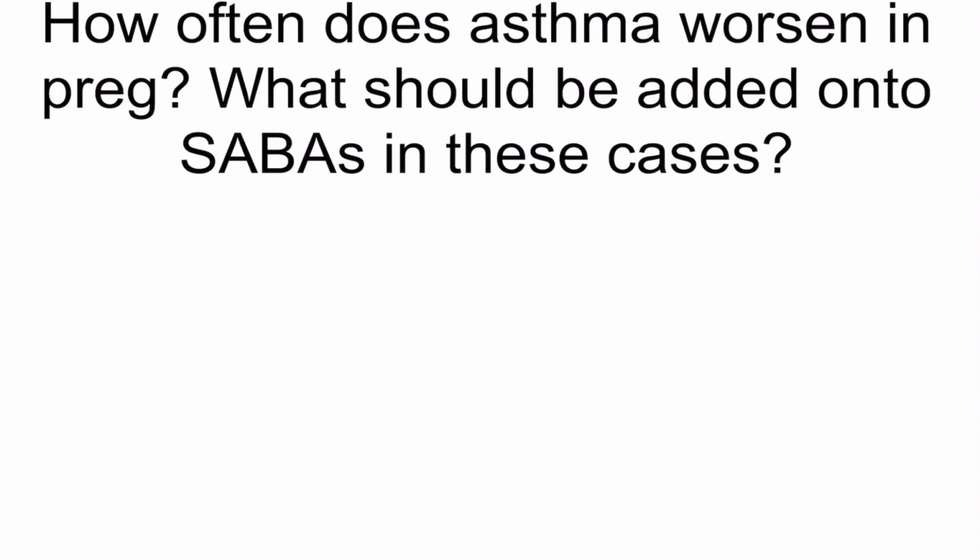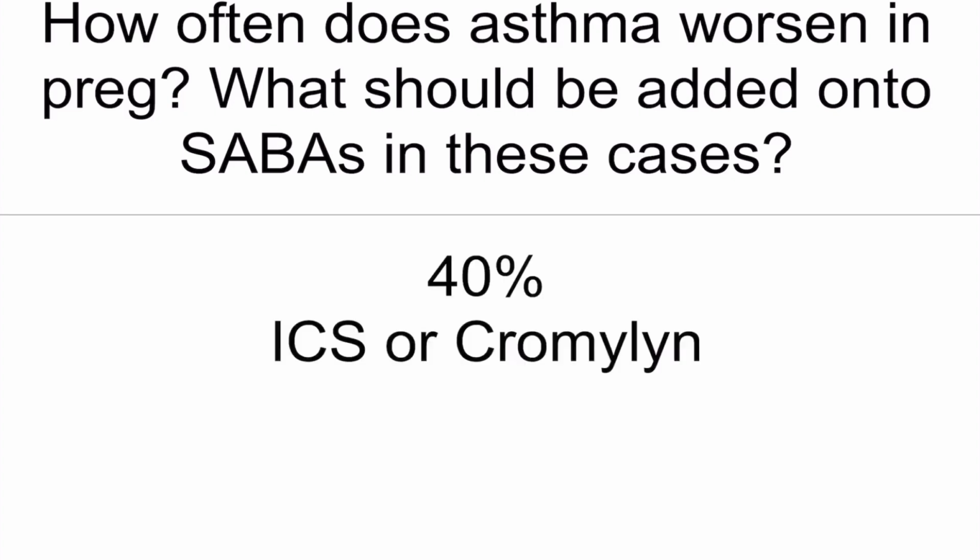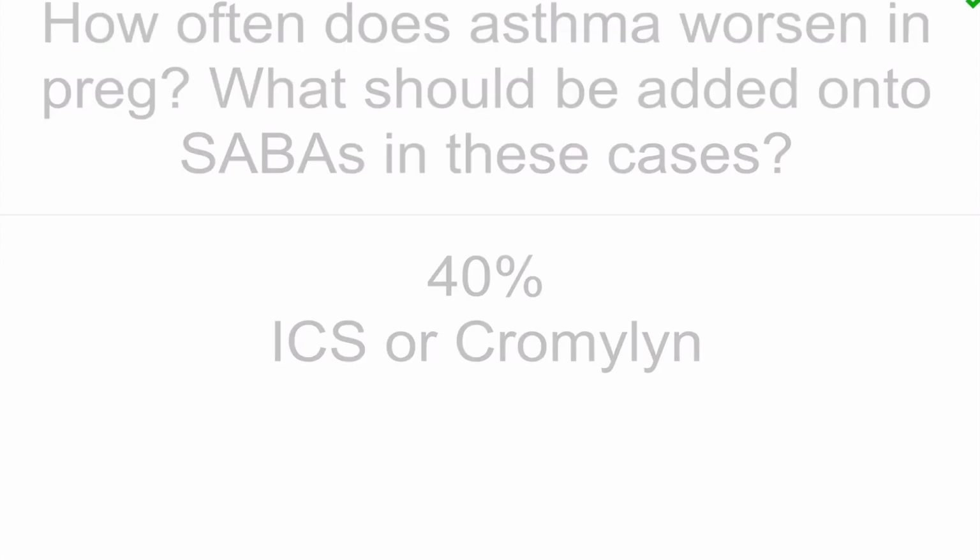How often does asthma worsen in pregnancy? What should be added into SABAs, short-acting beta agonists, in these cases? 40%, and inhaled corticosteroids or cromolyn sulfate.